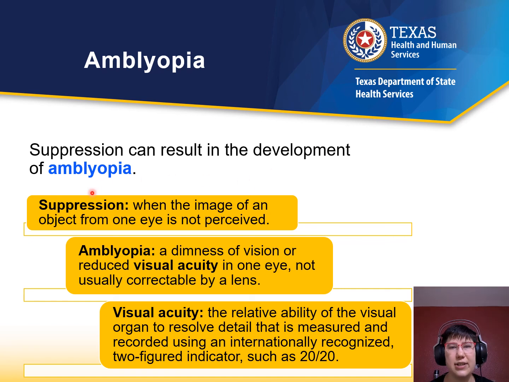So suppression is when the image of an object for one eye is not perceived. Amblyopia is a dimness of vision or reduced acuity in one eye. It's not usually correctable by a lens. And of course, visual acuity is the relative ability of the visual organ to resolve the details. And it's like 20/20 or 20/30 or 20/40 or 20/50 or 20/60 or 20/70, 20/80. 20/100 is considered legally blind.